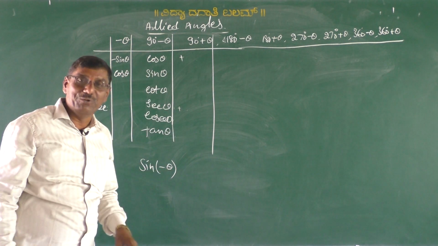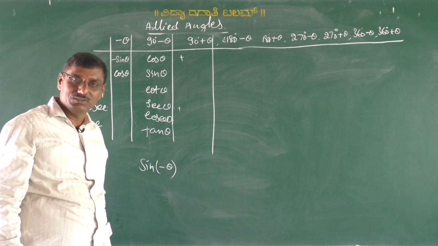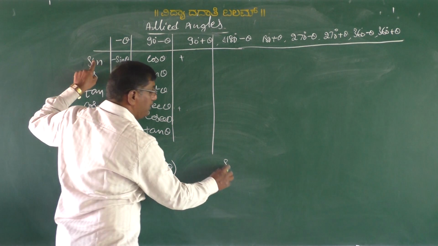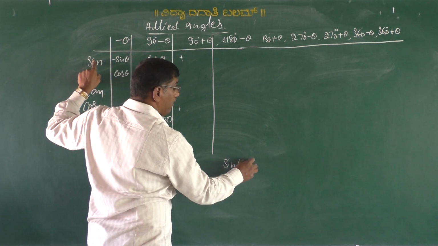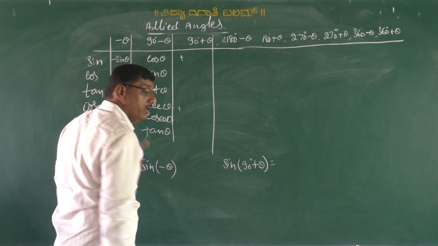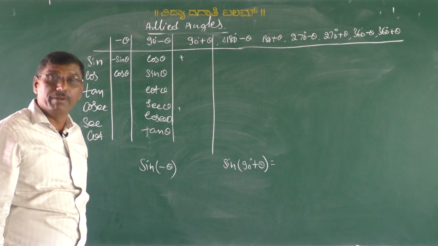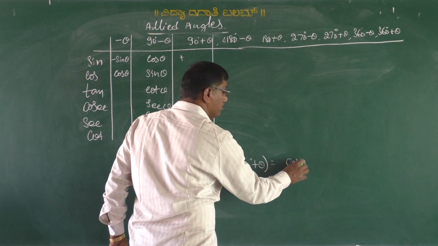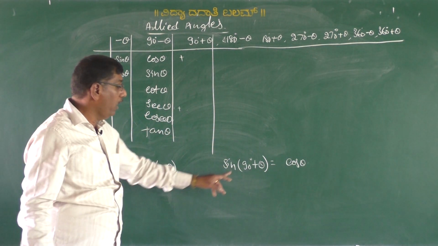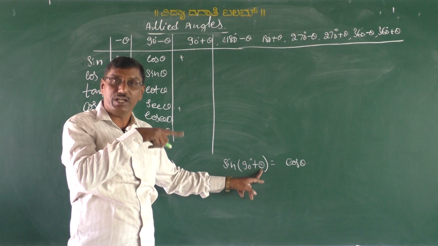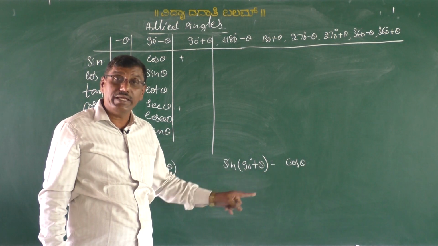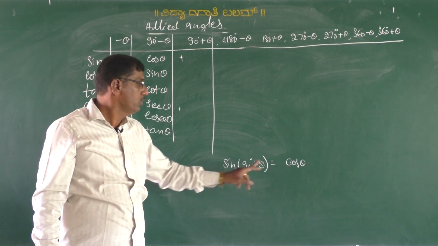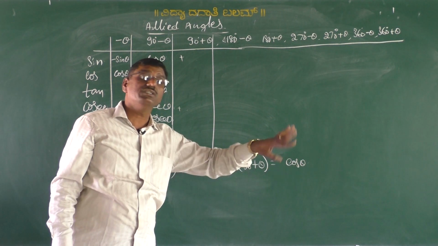Remaining ones are negative. Are you understood? That means sine of 90 plus theta, which can be written as sine of pi by 2 plus theta, gives cos theta because of the co-ratio, and 90 plus theta belongs to the second quadrant. In the second quadrant, sine is positive. Therefore, sine of 90 plus theta is cos theta.